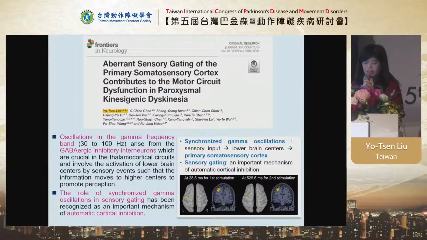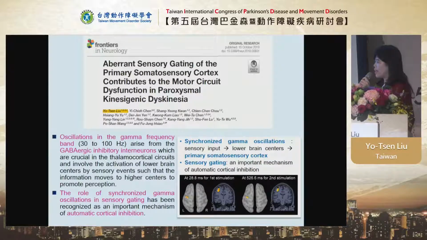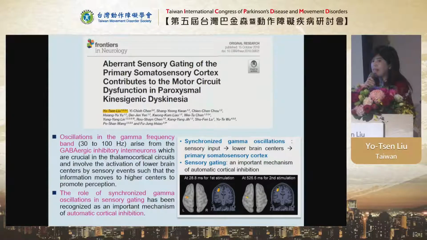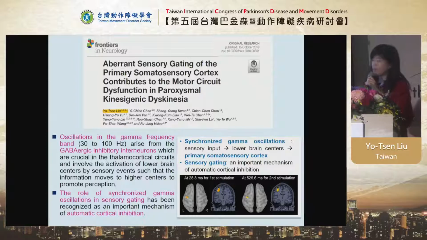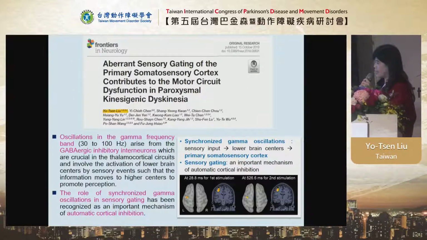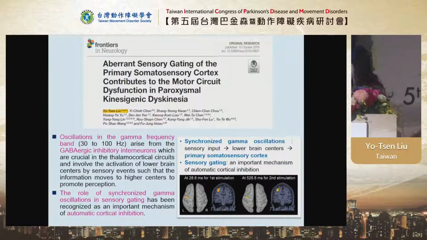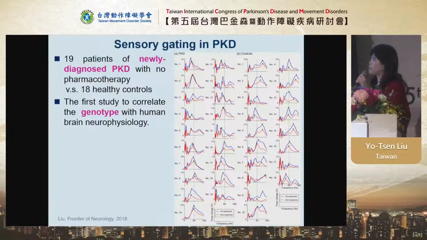Actually, the role of this synchronization, the gamma oscillation, is responsible for sensory gating. It's an important mechanism of automatic cortical inhibition. It filters some sensory input and lets our brain not need to keep responding to this stimulation. So again, we found that in the sensory processing part, there is this loss of inhibition in PKD patients.